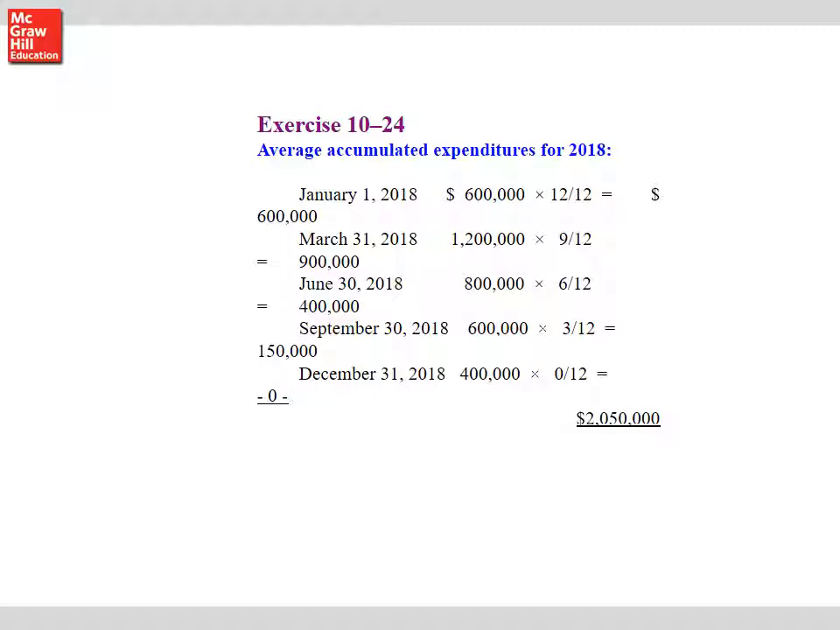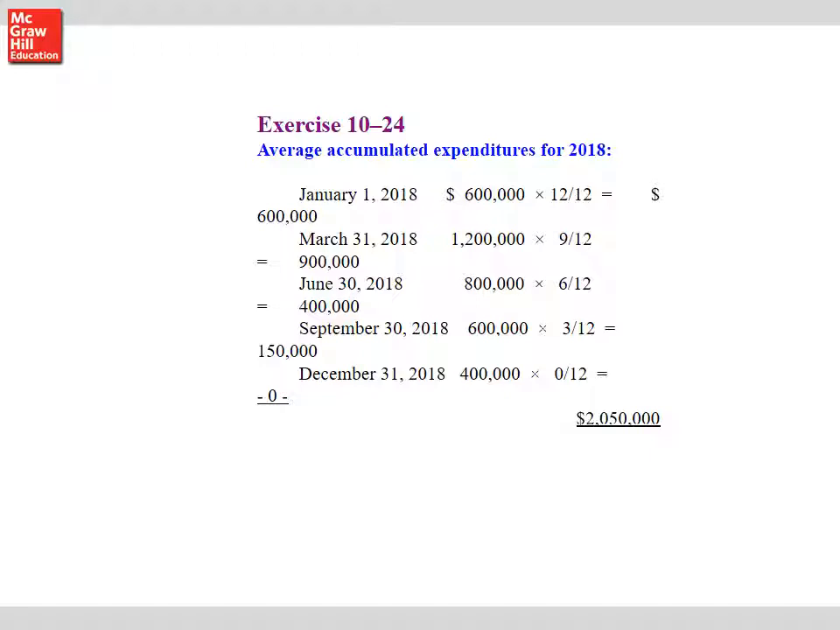The March 31st expenditure, we would have had to calculate interest on that for 9 of the 12 months, the remaining 9 months of the year. So 1.2 million times 9 twelfths, $900,000. The June 30th expenditure, we would have had to calculate interest on that for 6 of 12 months, or 400,000.